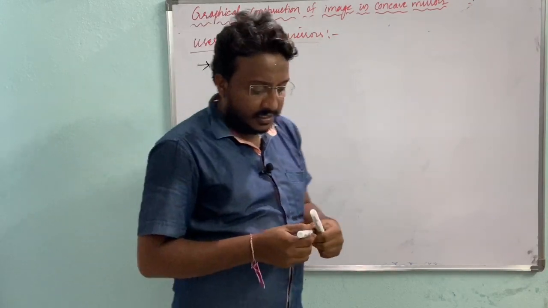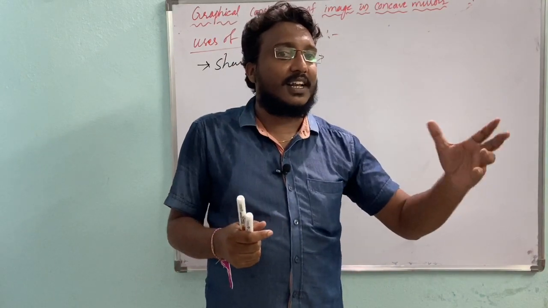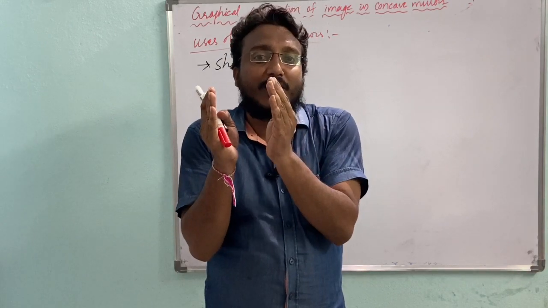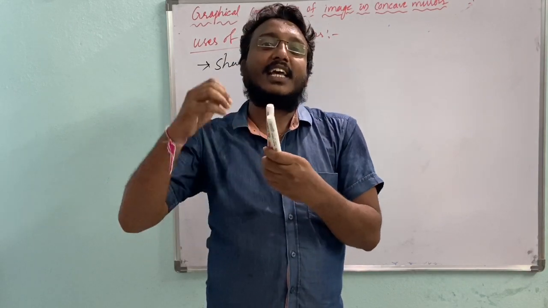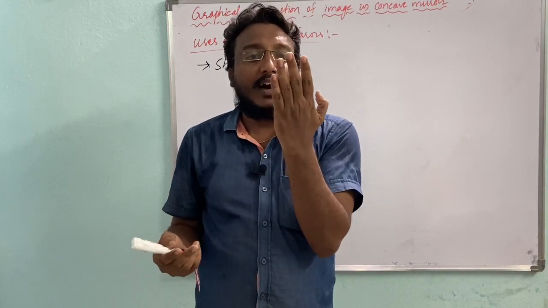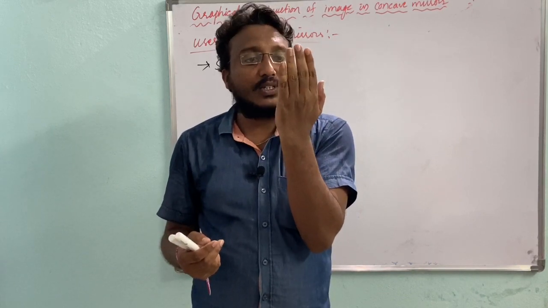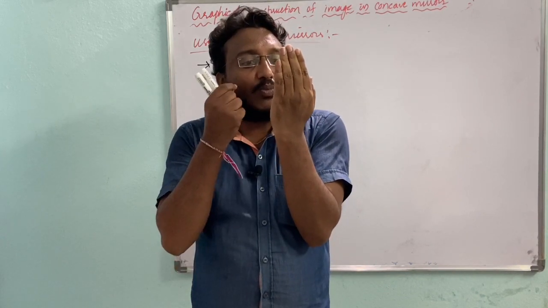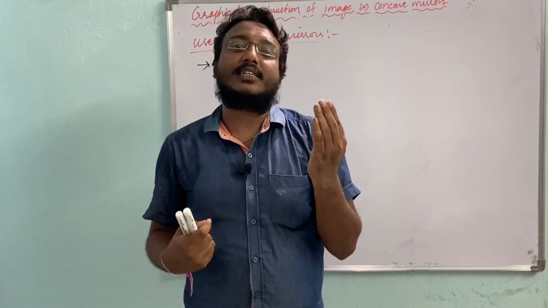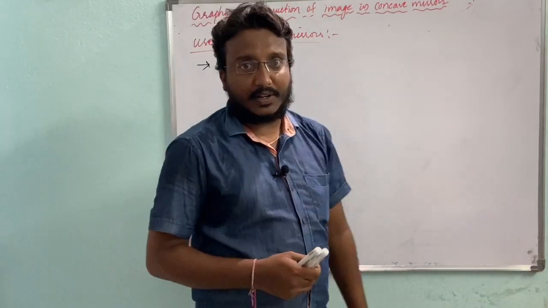Why? Because of the sixth position, recall the sixth position: when the object is present between the pole and the focus, the image size is enlarged. So when we keep the concave mirror very close to our face, even small hairs appear enlarged, and then they are easy to cut. That's why concave mirrors are used as shaving mirrors, first one.